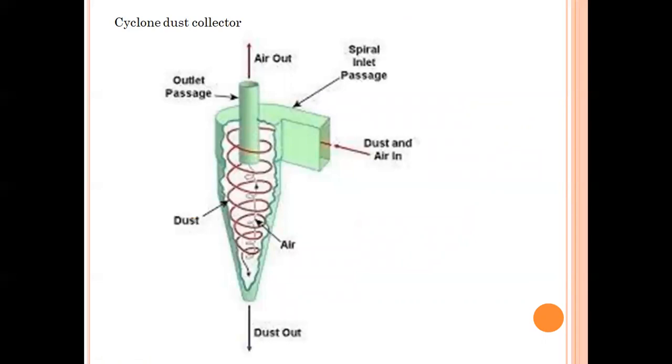Cyclone dust collector. This collects the dust at the bottom. Here are the outlet passage, air out, spiral inlet passage, and dust and air in. So dust is collected at the bottom and air is removed from the upper side.